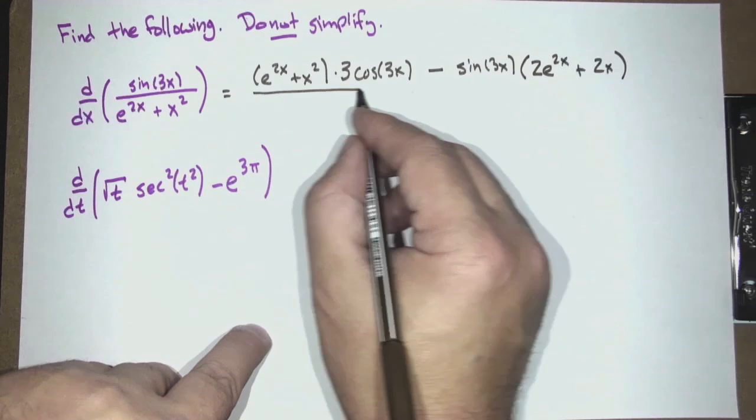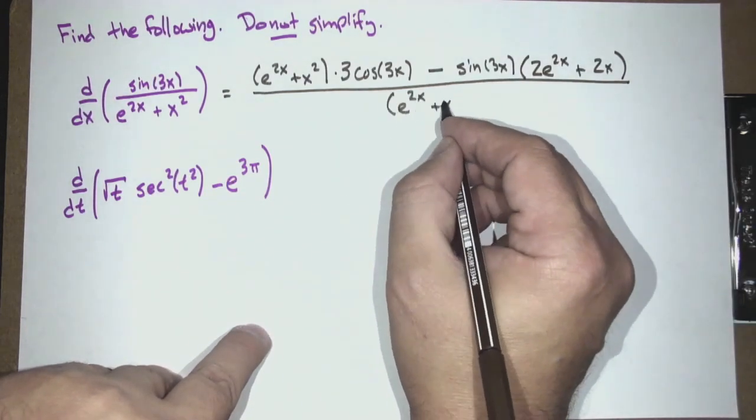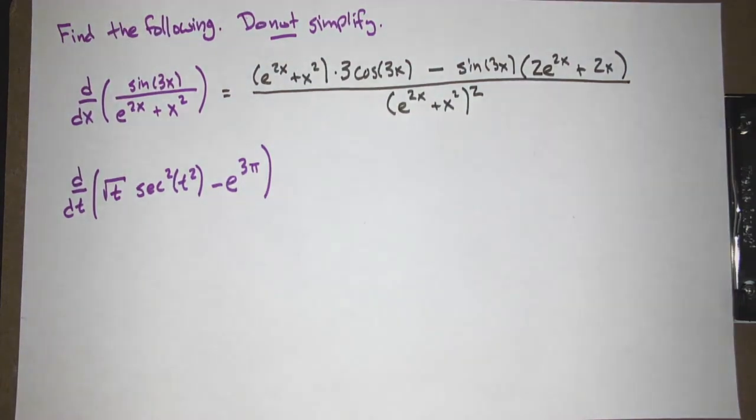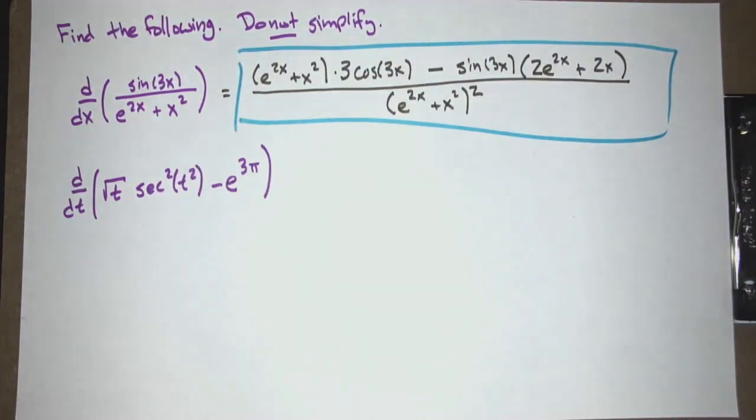Yeah, all over the denominator squared. And now, is there anything else? Nope, that's it. We put a box. Nice big box. Yes? How come you kept the 2 in the exponent with the e?